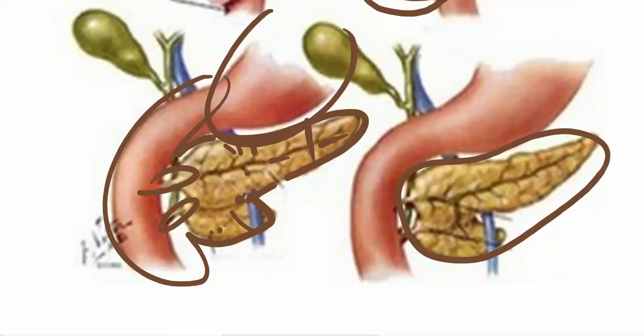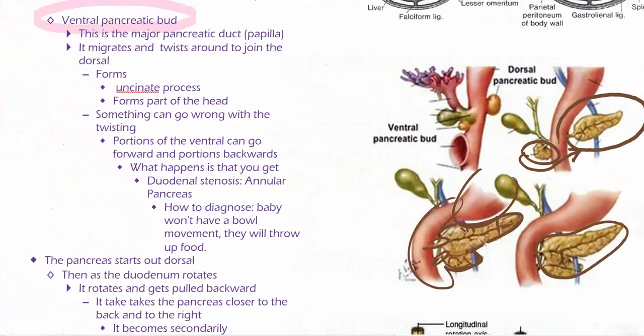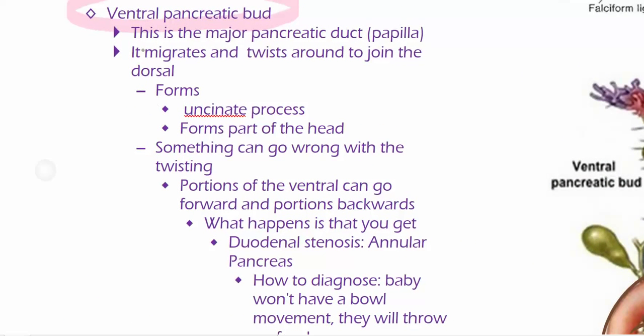All right, so the ventral one is going to form the uncinate process of your pancreas and the head. It's going to help form the head. And I think that should be obvious, right? It should be obvious. So again, that's what I'm saying here. When you're looking at the ventral one, it's going to help to form the uncinate process, forms part of the head, right?